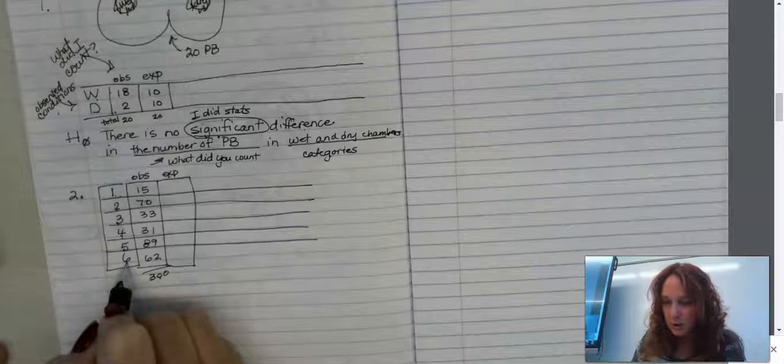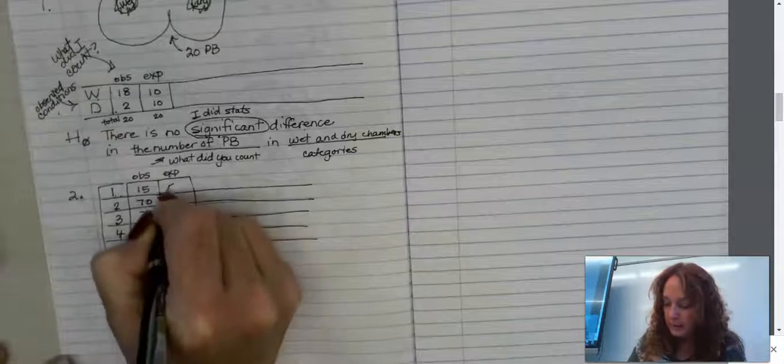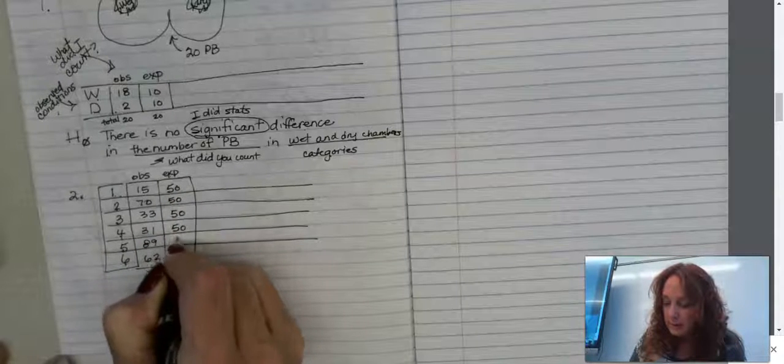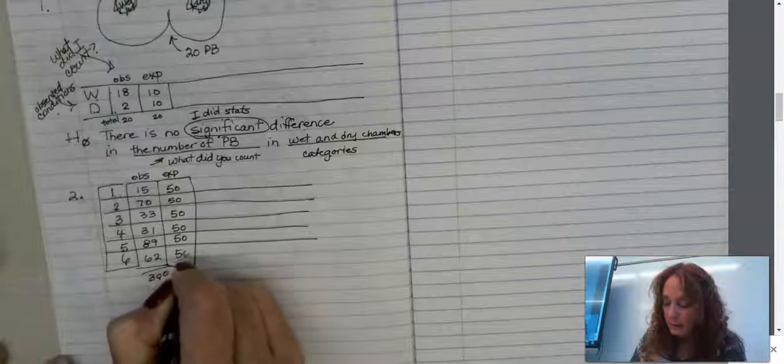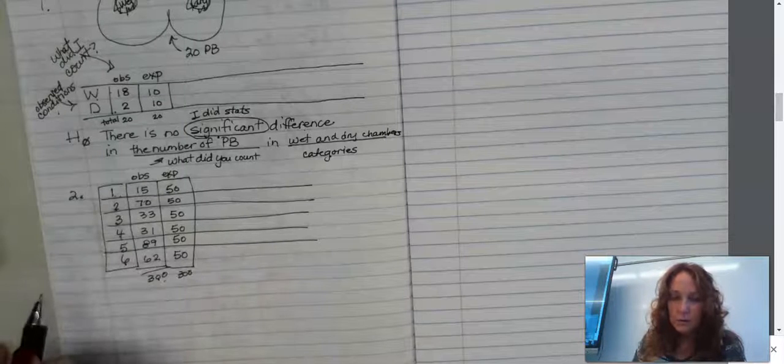So for expected, if your total is 300 and all of these different observable events have the same likelihood, you take 300, you divide it by 6, and you should have had the same exact number of times that you saw 1s or 2s or 3s.